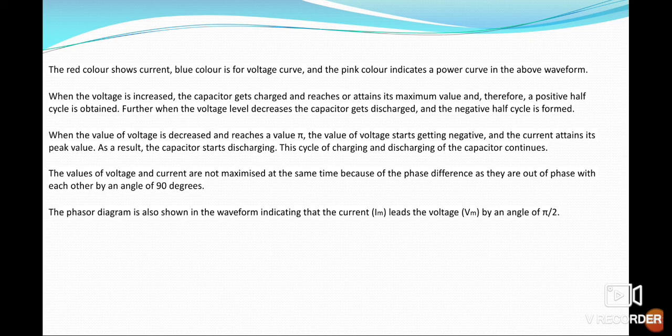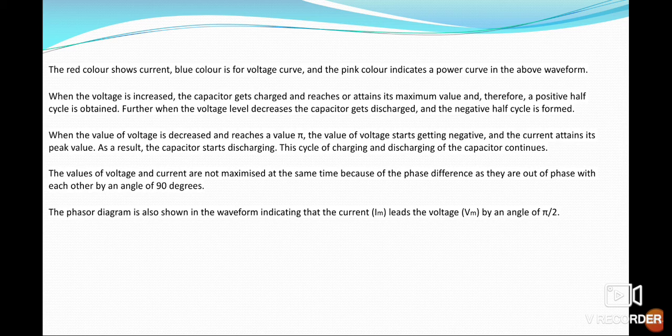When the value of voltage decreases and reaches a value pi, the voltage starts getting negative and the current attains its peak value. As a result, the capacitor starts discharging. This cycle of charging and discharging the capacitor continues.